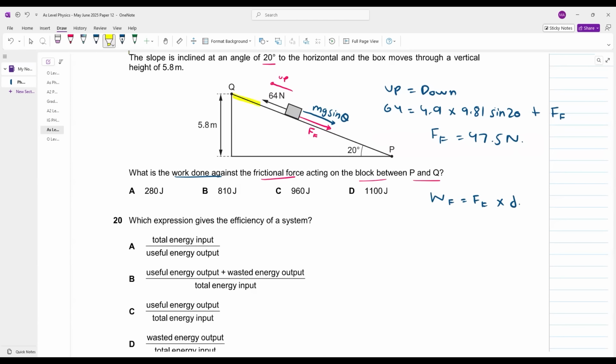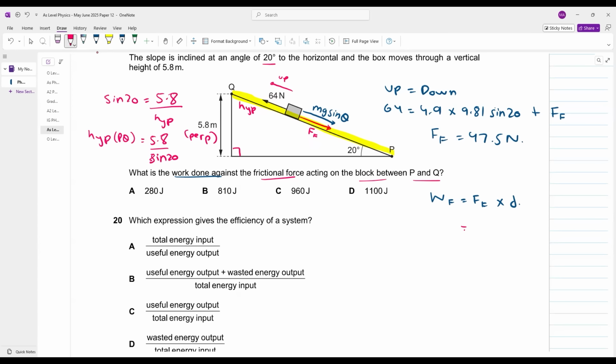Which distance do you want? You want this entire distance from P to Q. बेटा ये क्या है? ये है आपका hypotenuse. This is your perpendicular. This is your angle theta. कौन सा trigonometric ratio लगा दें? We can apply sine of 20 is equal to perpendicular, that is 5.8, divided by the hypotenuse, that is the distance from P to Q. Hypotenuse या फिर P से Q का distance comes out to be 5.8 divided by sine of 20.